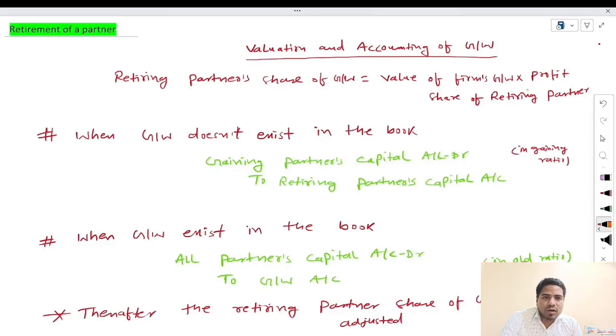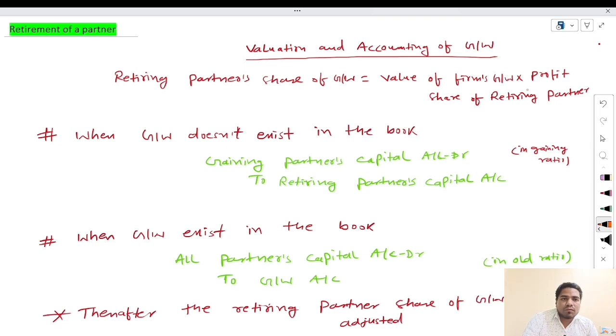Today in this video we are going to learn the valuation and accounting of goodwill of the chapter retirement of a partner. In the previous video we have already understood all the concepts of retirement and calculation of new profit sharing ratio as well as gaining ratio. Now today we will understand the second topic of this chapter, which is valuation and accounting of goodwill.